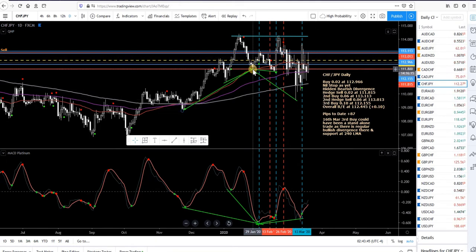For all trades, just buy, hedge, sell, second buy, second hedge, sell, third buy. You can see there the overall break even spiked through a couple of times, but the MACD platinum is still below the zero level, hence I'm not taking any action. If it does pop up again, I might just close these out and be done with, because it's getting messy and it's getting a bit hard to read.